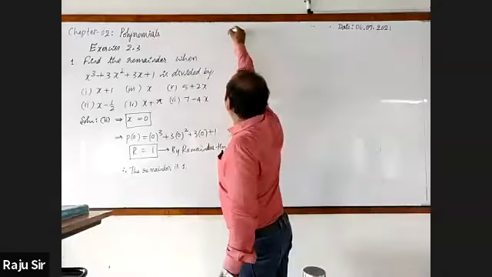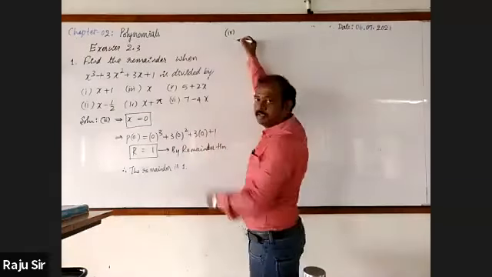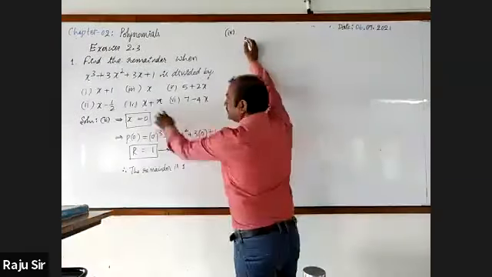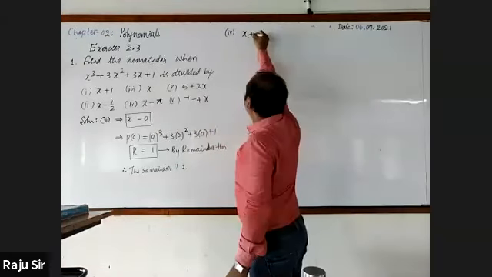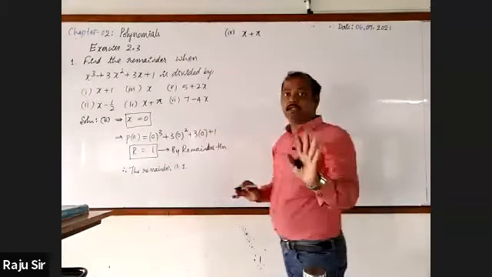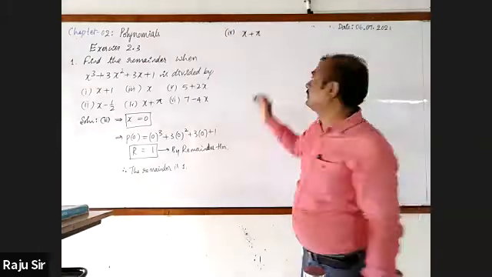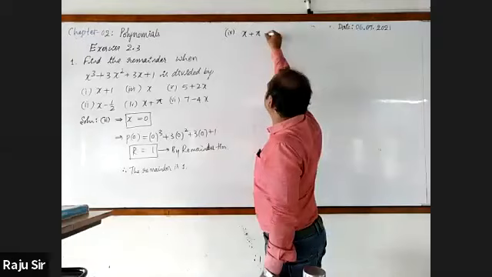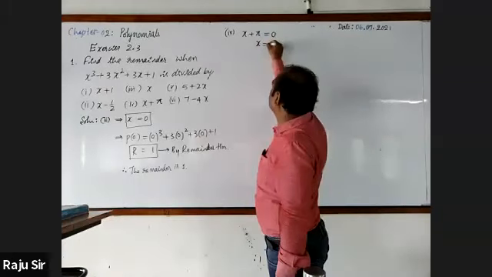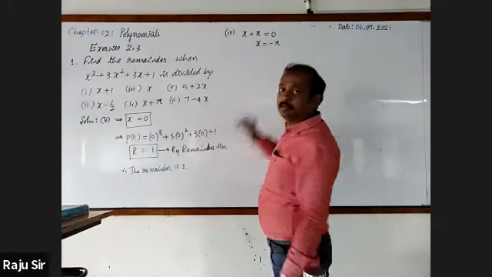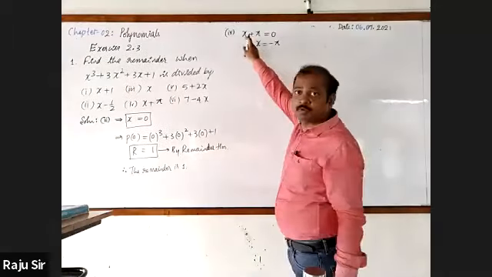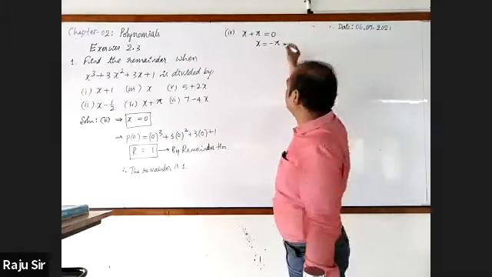It is fourth one. The divisor is x plus pi. They have not given the value of pi. Hence, you have to write the pi as it is. Right. X plus pi is equal to 0 and x is equal to minus pi, because we will transfer pi to the right hand side.